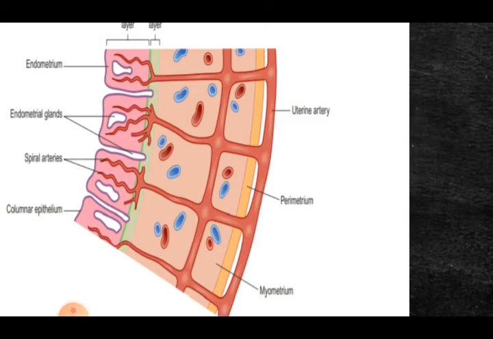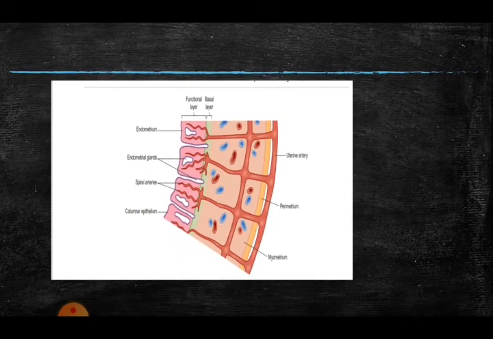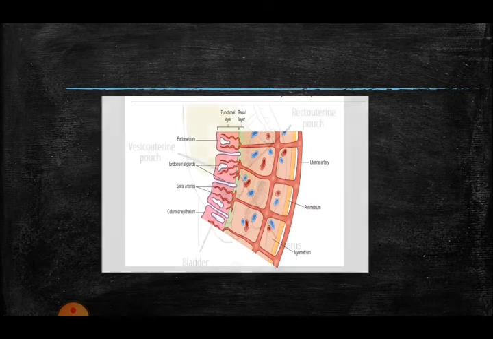Posteriorly, this peritoneum covers the fundus, the body, and the cervix, and then it folds back onto the rectum, and it forms another pouch that is called the recto-uterine pouch, and this recto-uterine pouch is also called pouch of Douglas. So we will look at these pouches first of all, so that it gets clear to you.